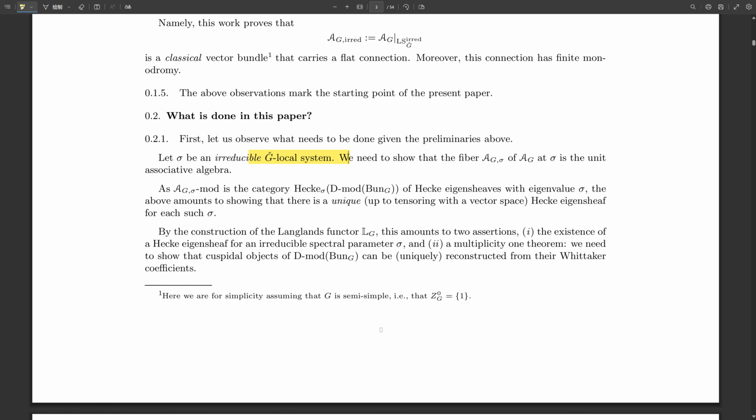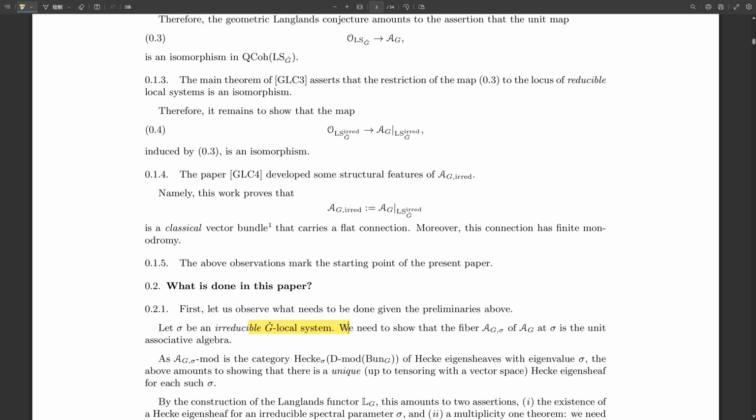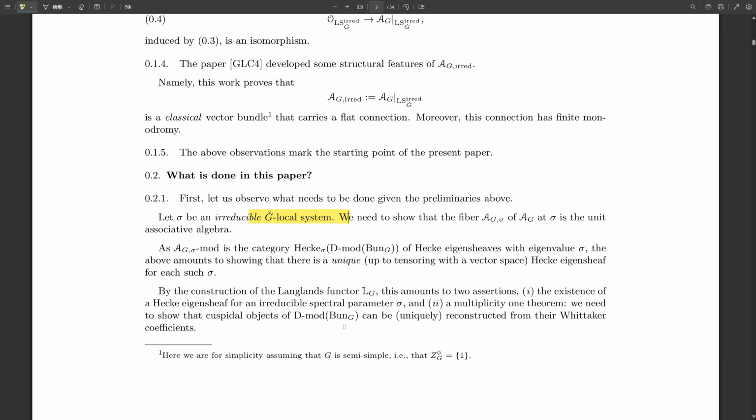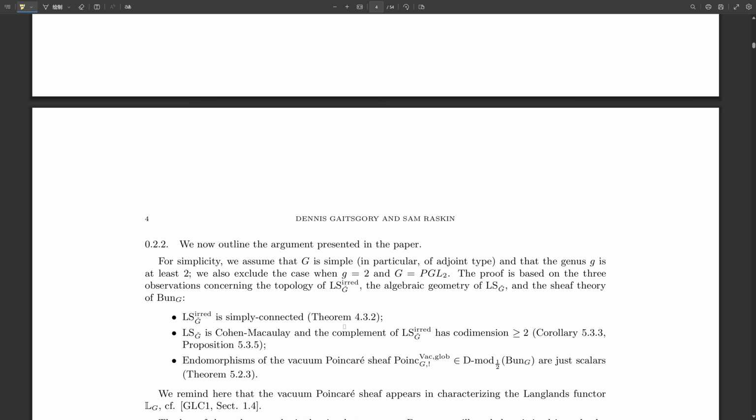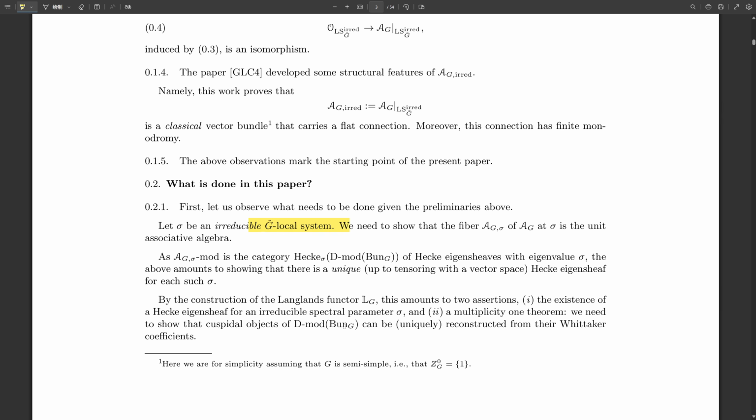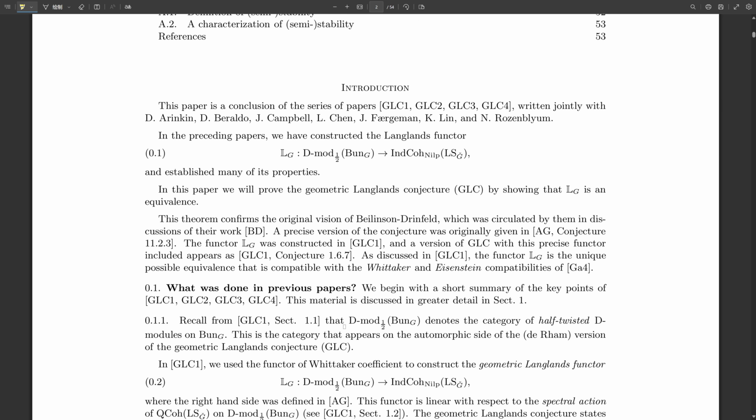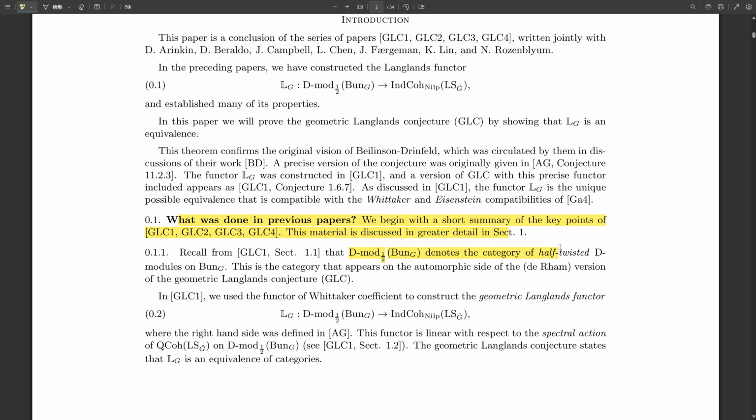Absolutely. Paper 5, which is arXiv number 2409.07051, focuses on the multiplicity 1 theorem. And to get there, it really relies on the groundwork laid in the first 4. Exactly. In its introduction, section 0.1, it even begins with a short summary of the key points from GLC1, GLC2, GLC3, and GLC4. So it assumes you have some familiarity with those earlier results? Yes. For instance, it reminds us that GLC1 defined the category of half-twisted D-modules on Bun_G, which is central to the whole de Rham version of geometric Langlands.